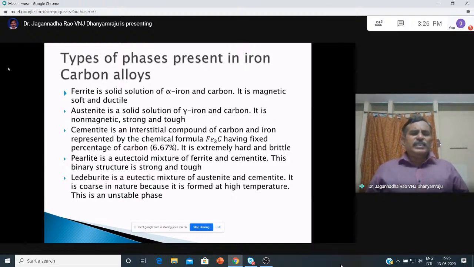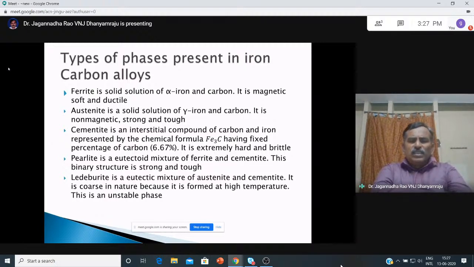And of course, there is another phase, that is pearlite. And this pearlite is a eutectoid mixture of ferrite and cementite. This is a binary structure, it is strong and tough. I told earlier, eutectic mixture and eutectoid mixture are fine lamellar fingerprint-like structures. They are extremely strong and tough.